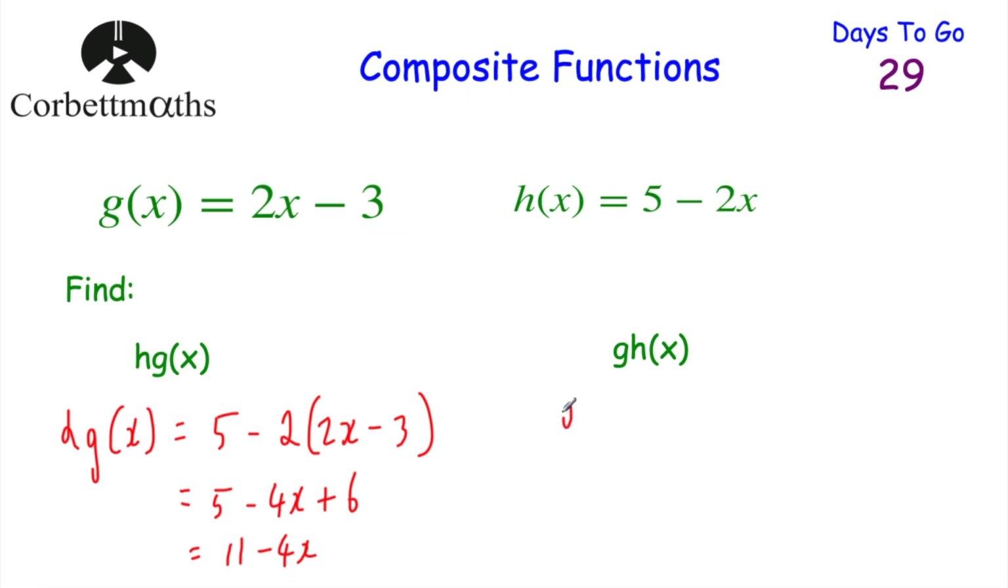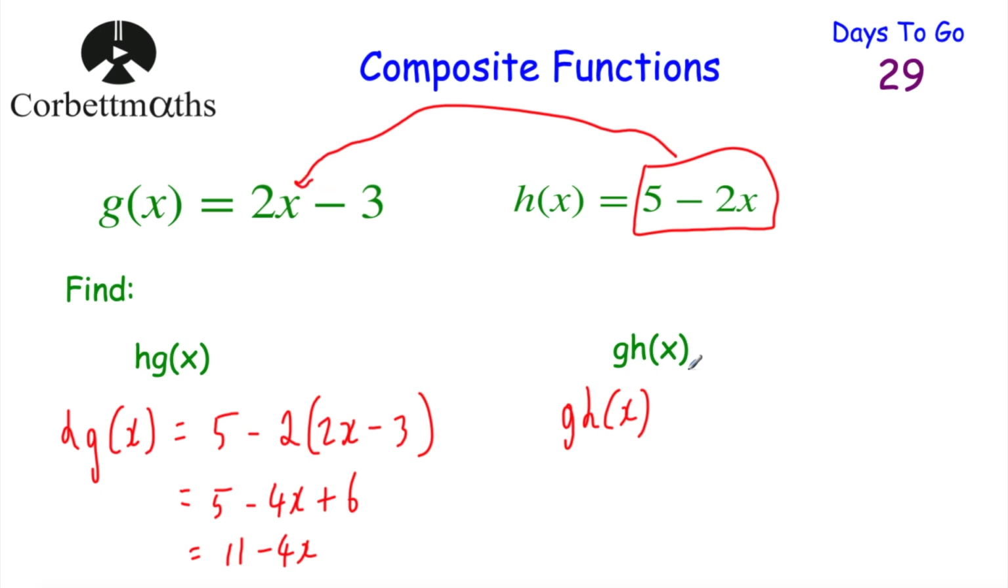Okay, next we want to find gh of x. So we're going to apply function h first of all, so we've got this, and then we're going to apply function g. So we're going to substitute this into g. So then that would give us 2, and then replacing the x with this would be then in brackets 5 minus 2x, close brackets, and then we've got our minus 3.